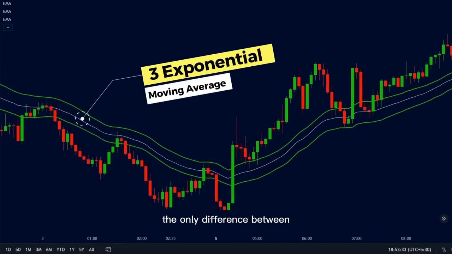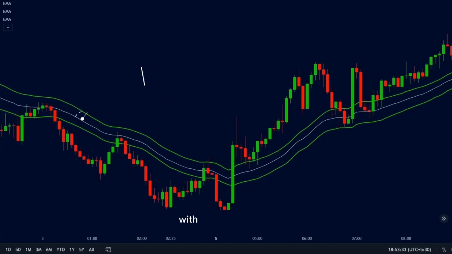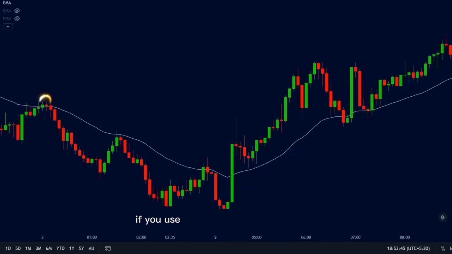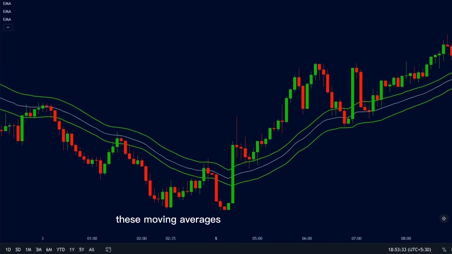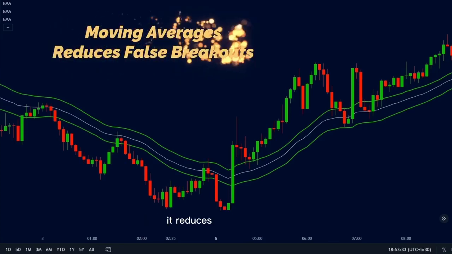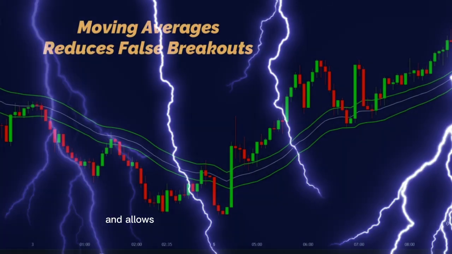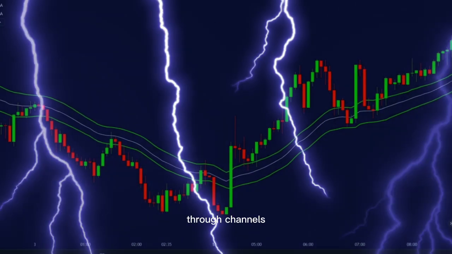The only difference between these moving averages is how they are set up with various settings. If you use only one moving average line, you will see a lot of fake breakouts. Most traders find it confusing, especially beginners. These moving averages act as a channel or zone, holding the price within the channel. It reduces false breakouts, and allows you to enter trades after the price breaks through channels.